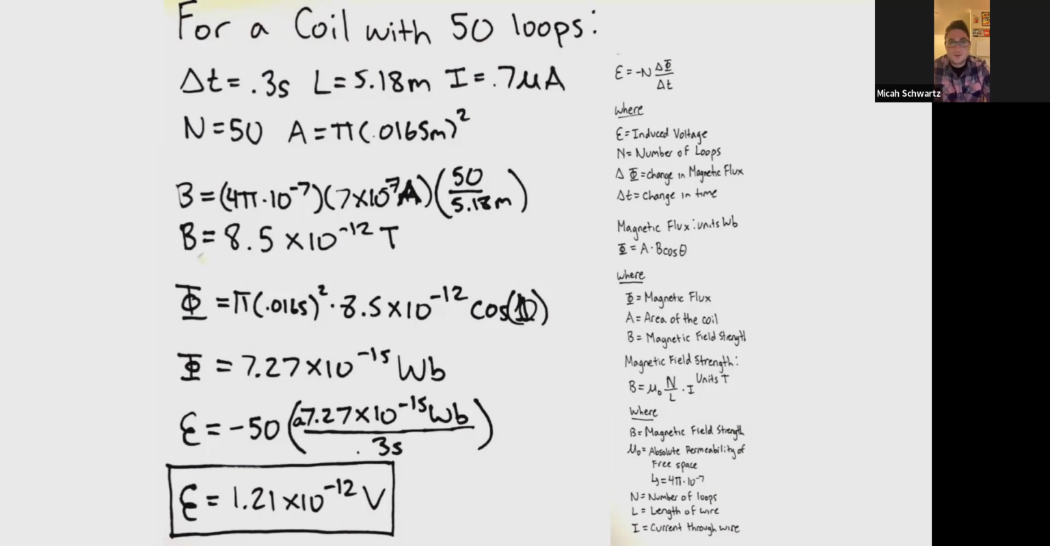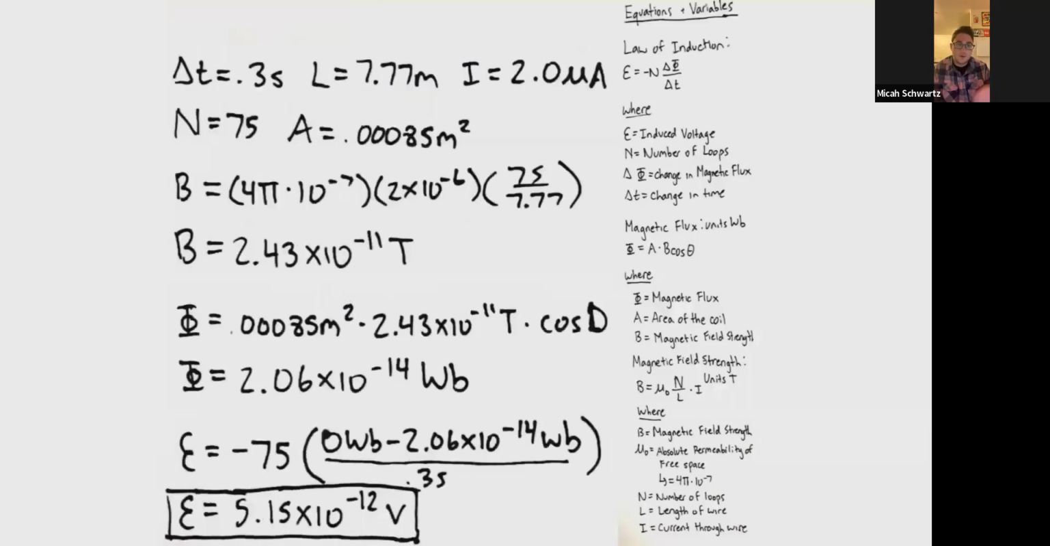And lastly, we then used Faraday's law of induction. So negative 50, which is the amount of loops, multiplied by 0 minus 7.27 times 10 to the negative 15th Webers, over the change in time of the magnet going into or out of the loop, which we found as 0.3 seconds, which gives us an induced voltage of 1.21 times 10 to the negative 12 volts. We can keep going to the next one.